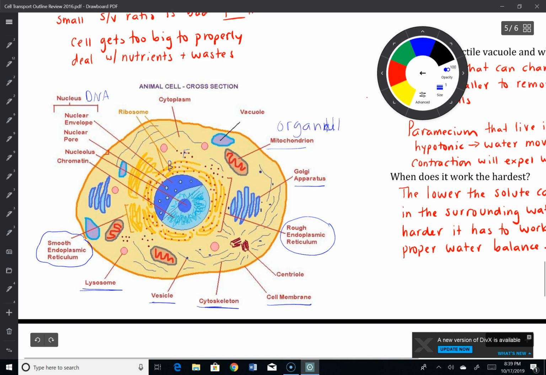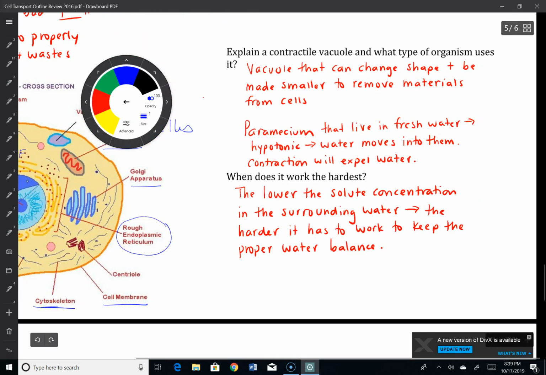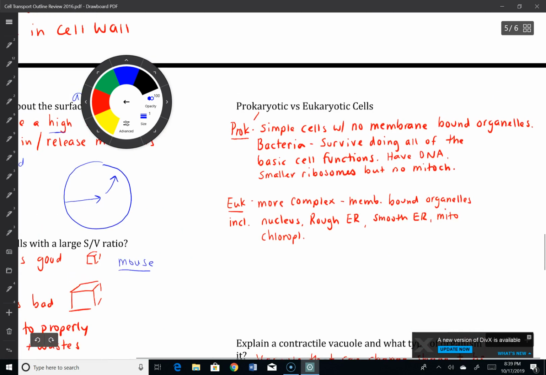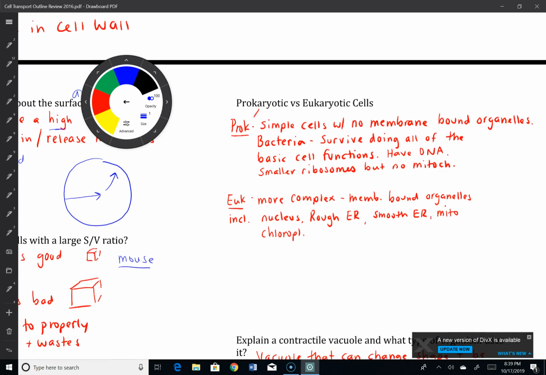Oops, spelled it wrong. Organelles. And organelles are all about compartmentalization and efficiency. Now, how does that compare between a prokaryotic and a eukaryotic cell?